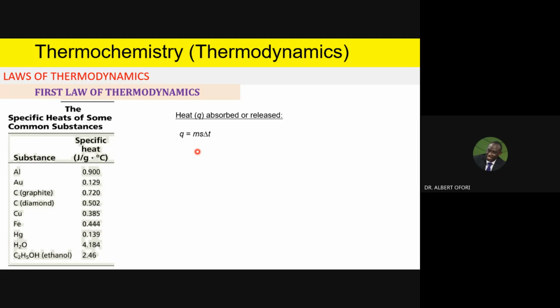Some say C, sometimes it's S. It doesn't matter. What we know is that is the specific heat, or in other words, the heat capacity. If you are using C, then that is heat capacity. If you are using specific heat, that's where we use the S.